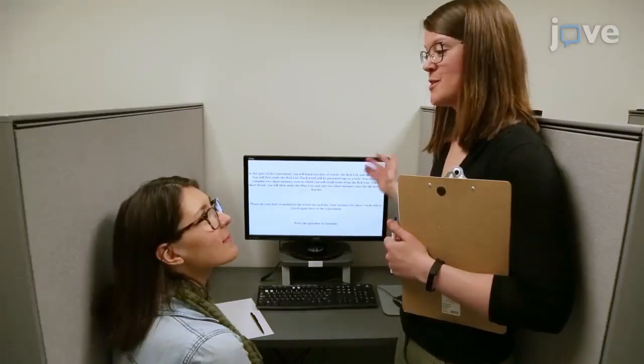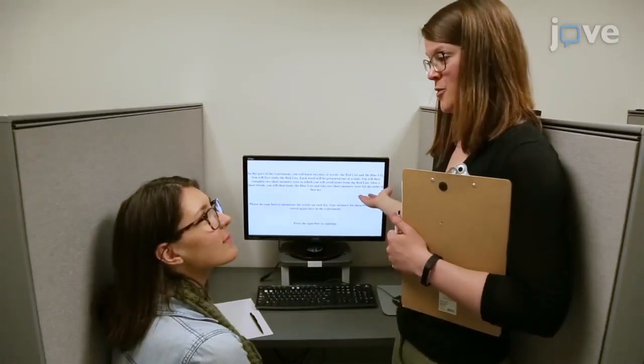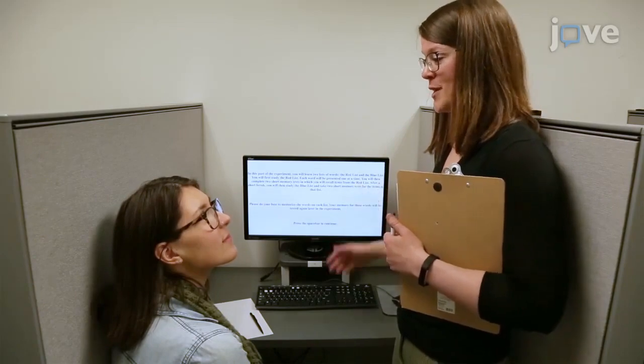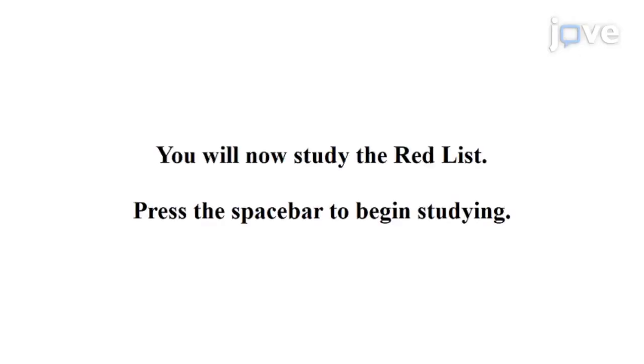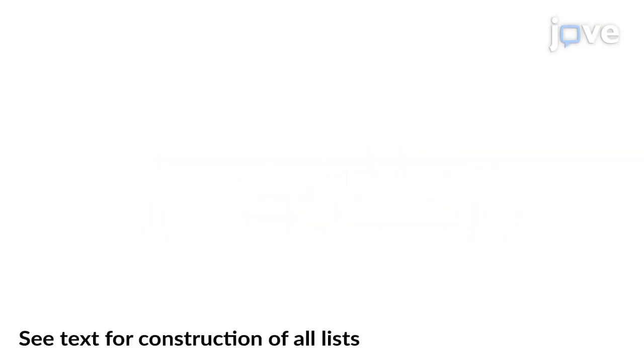To begin the encoding procedure, instruct participants that they will be presented with a series of words that they must try to remember for a later test. Present participants with either the red list or the blue list using the stimulus presentation software and rate of presentation outlined in the text protocol.